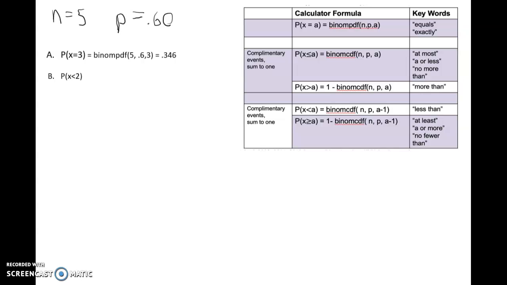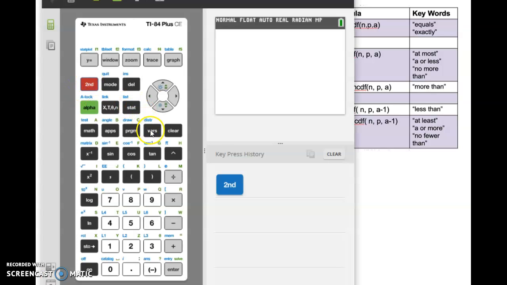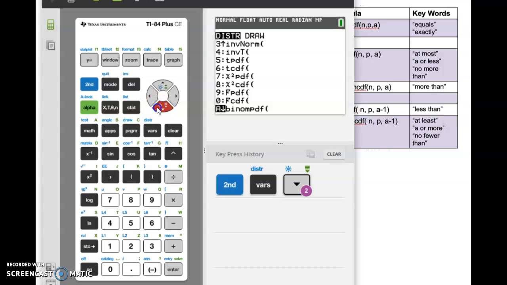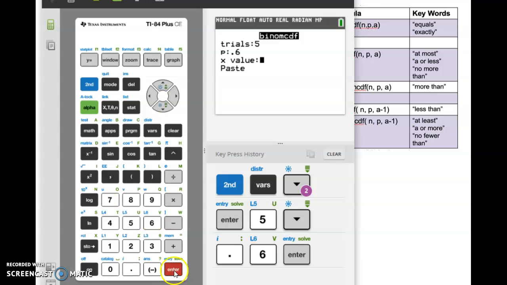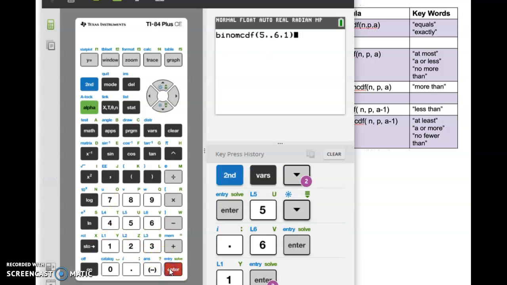According to our calculator formula chart, we'll be using binomCDF here with n, p, and a minus 1, because if it can't be equal to 2, less than 2, the greatest number would be 1, talking in integers. So we'll have binomCDF of 5, 0.6, 1. Let's put that in our calculator. We'll press second vars, and we'll scroll all the way down until binomCDF this time. On my calculator, it's B. And then we'll type in 5, 0.6, 1, and we'll paste that, and we'll get 0.087.